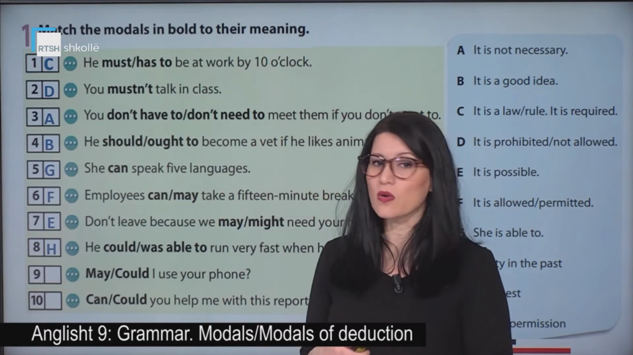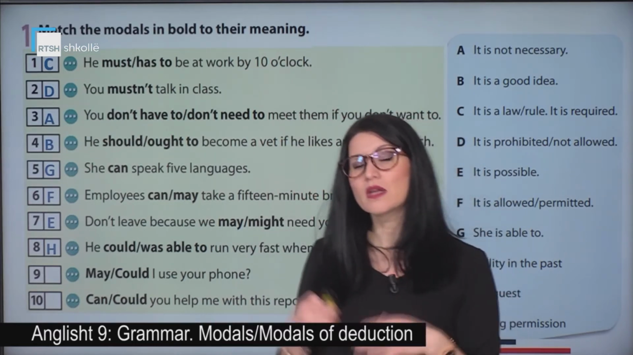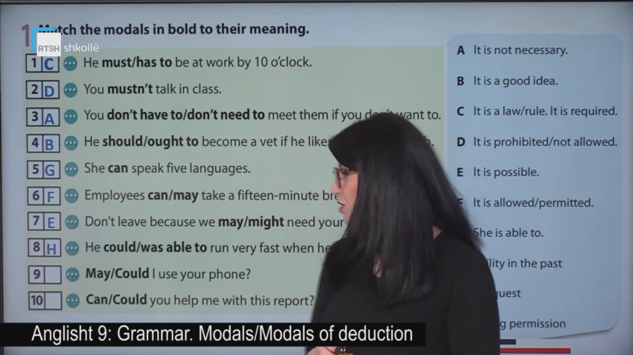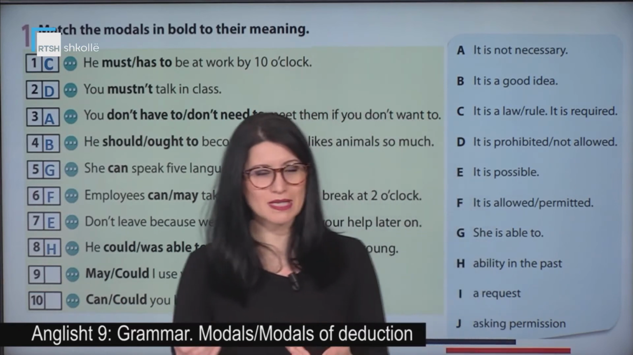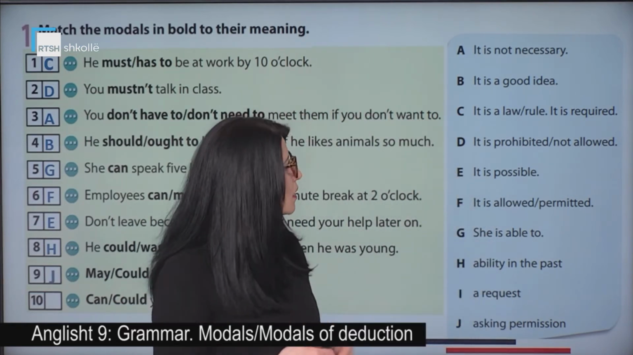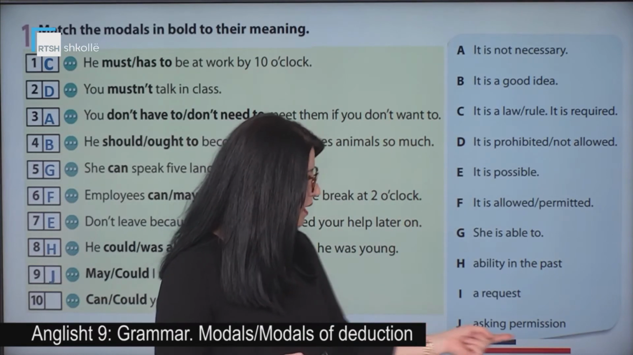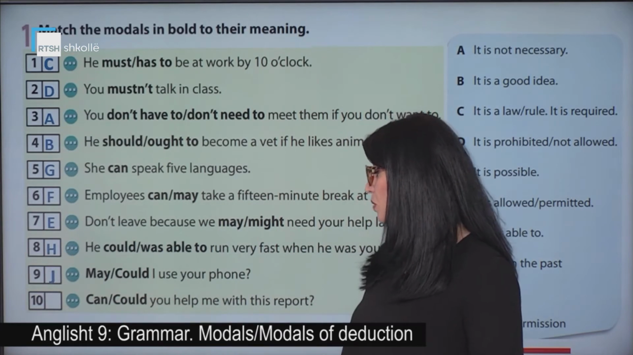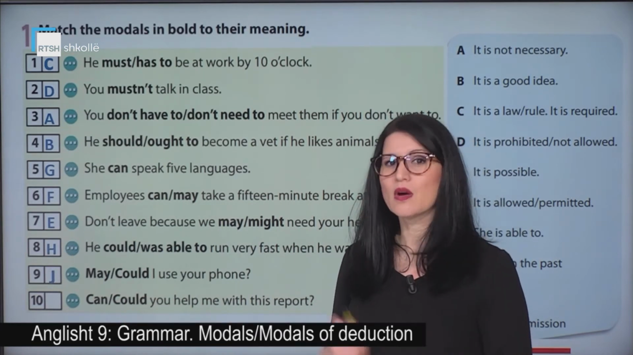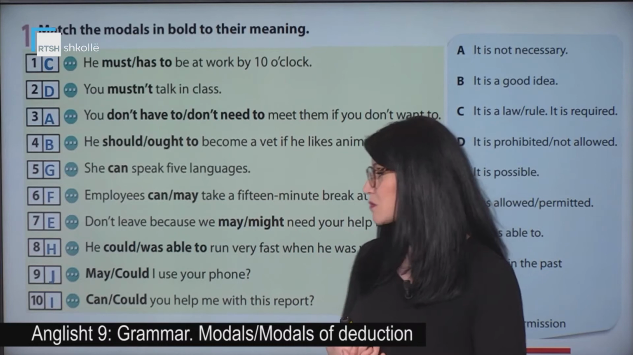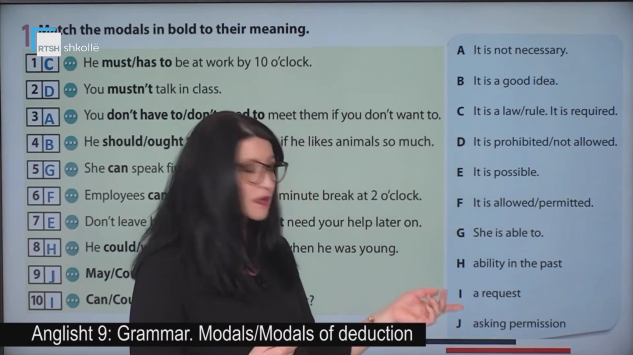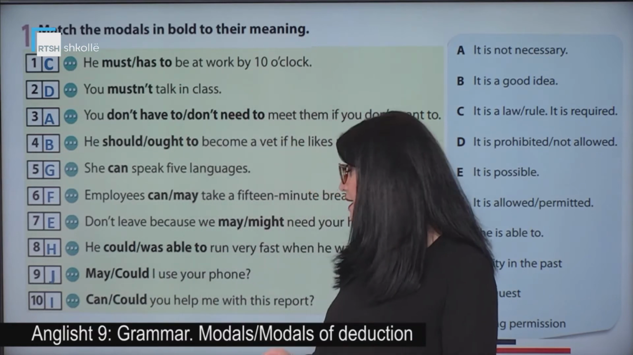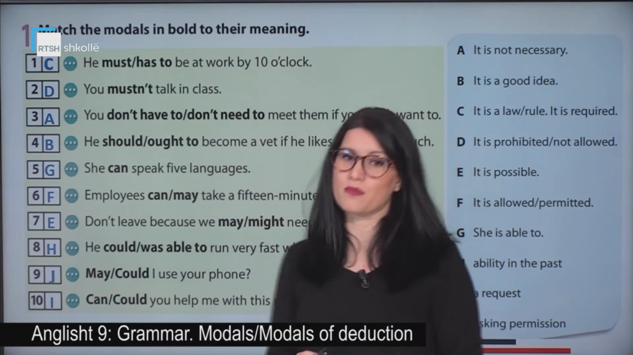May or could I use your phone? What is this person doing here? He is asking for permission, right? So may or could, what do they express? We have the uses here, and we have J, asking for permission. Can or could you help me with this report? What do you think? What does this sentence express here? It goes with letter I, and it is a request. This person is requesting some help with the report.